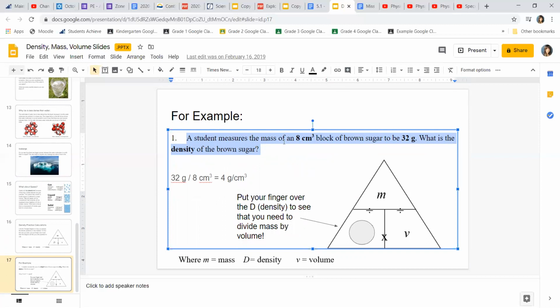Now you might be tempted to say that the 8 centimeters is the mass. It's not, because it just said here, it measured the mass of a certain block, and that mass was found to be 32 grams. So if you were to do the math, the mass is 32, and the volume is 8. So that means it's going to be 32 divided by 8, just like they have here, which then gives you 4 grams per centimeter cubed, and that gives you the density there.